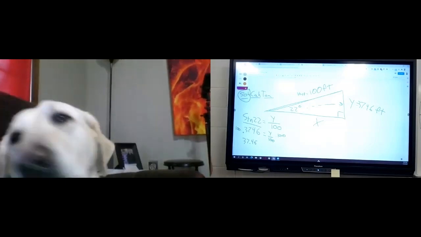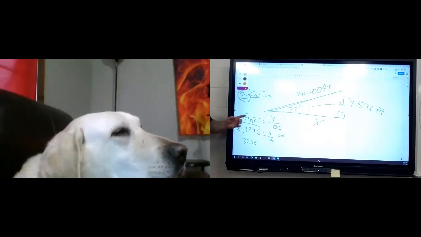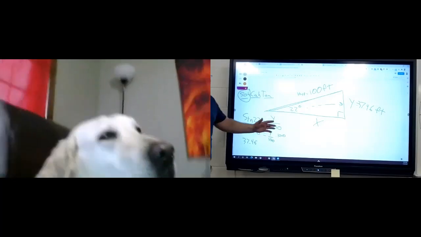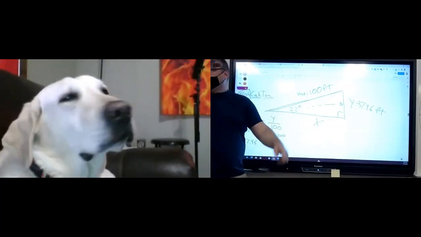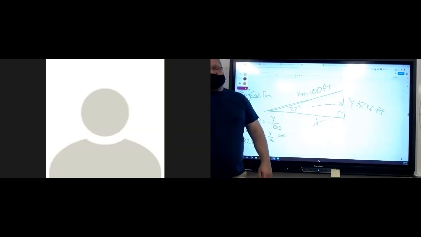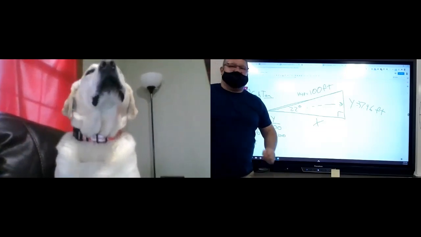Now, here's what this is, guys. The sine is nothing but a ratio. It says, if I have this 100 feet, and I know I'm at 22 degrees, what percentage of 100 is this side going to be? If I increased the angle, what would happen to this side over here? It would get bigger and longer. So what would the sine of, say, 42 be?